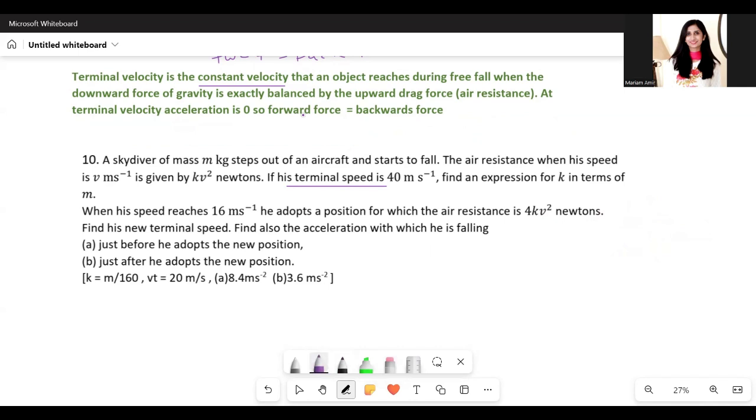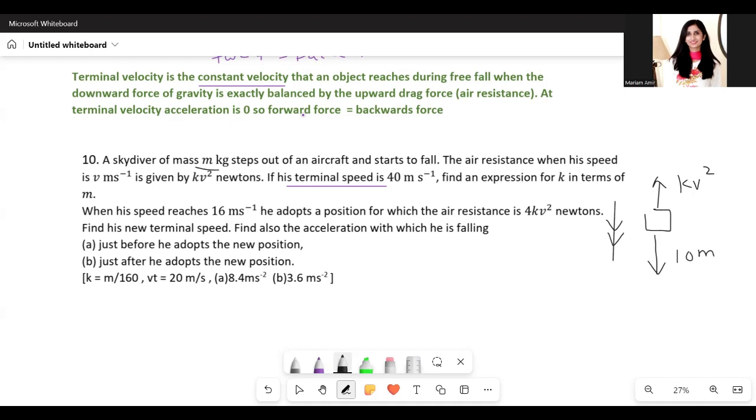A skydiver of mass m kg steps out of an aircraft. Let's represent it with a block. Its mass is m kg. That means its weight, the downward force, is going to be 10m. The air resistance when his speed is v is given by kv squared. So this is the direction of motion since it's going downwards, and this would be the direction of the resisting force, which is kv squared, where v is the speed.